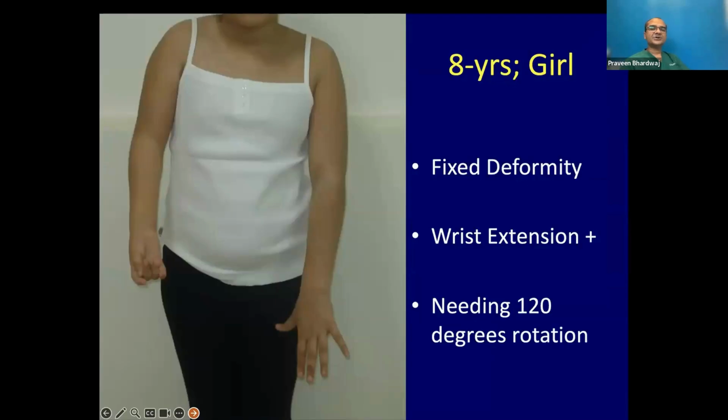Now coming to our patient, who had a fixed deformity which was not passively correctable. She had wrist extension possible, which is again a very important prerequisite for correcting the supination deformity. Because when you are correcting a deformity, you are creating a pronation posture. And if the wrist extensors are not working, the patient will develop a wrist drop, which is more disabling than having a supination deformity.